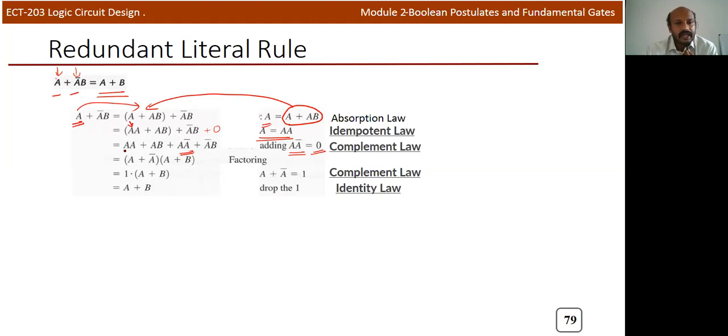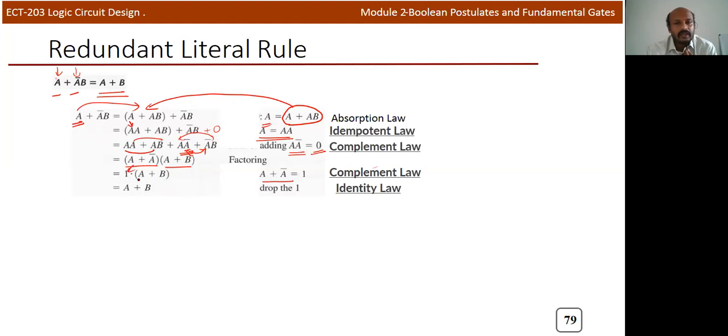Here you can take A common. In these two expressions, you can take A bar common. So finally, you will get A plus A bar and A plus B. Both terms have A plus B, so you can factorize this. And here A plus A bar is equal to 1, by the complement law. So this is 1, and the remaining is 1 into A plus B.